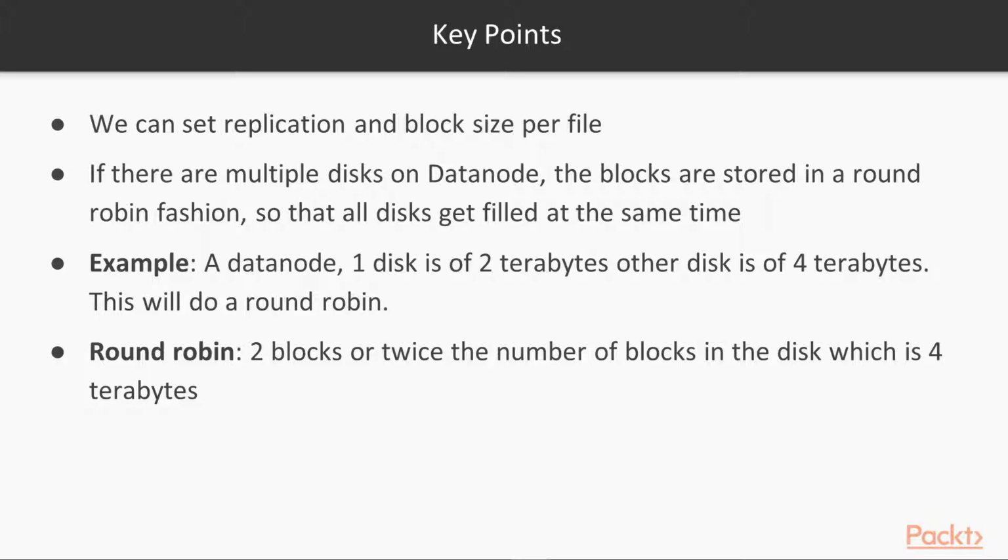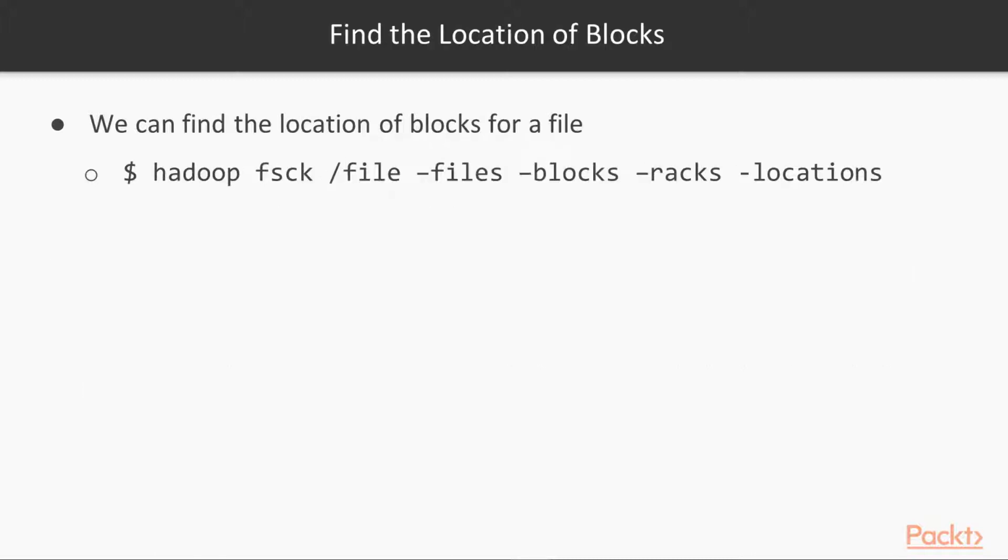We can change the block size as well. I can set replication and block size per file. If there are multiple disks on a data node, the blocks are stored in a round robin fashion so that all disks get filled at the same time. Let's say I have a data node where one disk is 2 terabyte and the other disk is 4 terabyte. It does not mean that the 2 terabyte disk gets filled first. It will do a round robin, so it will put twice the number of blocks in the 4 terabyte disk, twice the capacity. So this is what we have already seen.